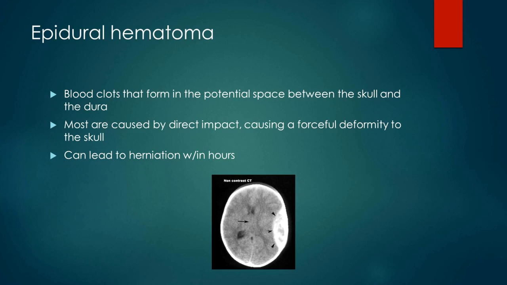Classic history is someone who had blunt head trauma with loss of consciousness followed by a brief lucid period and subsequent rapid neurologic demise. That's only in about 30% of patients, but that is one of the classic board presentations of it. CT will show this biconvex, football-shaped hematoma.